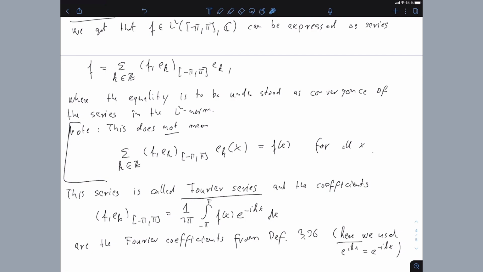There we had to really integrate over all of x, and this is like the inverse, integrating over all the frequencies. And here we drastically reduced this to just countably many coefficients that we need.